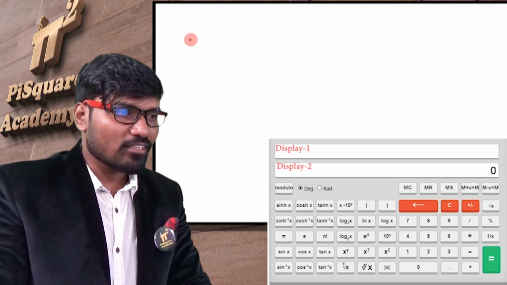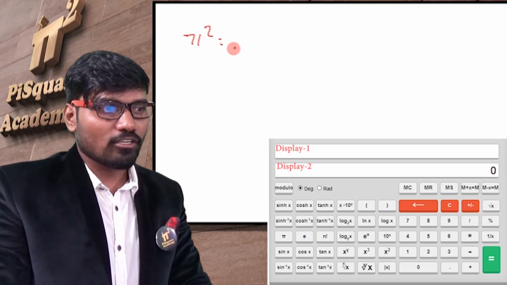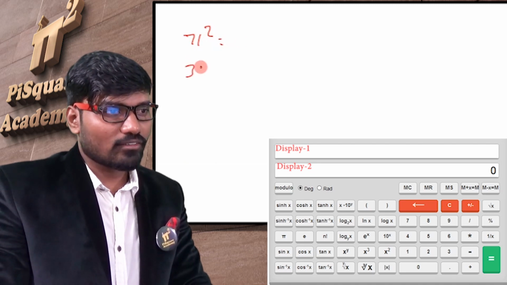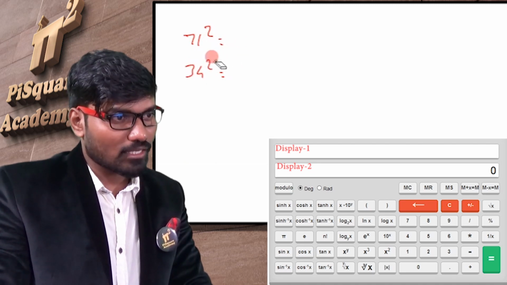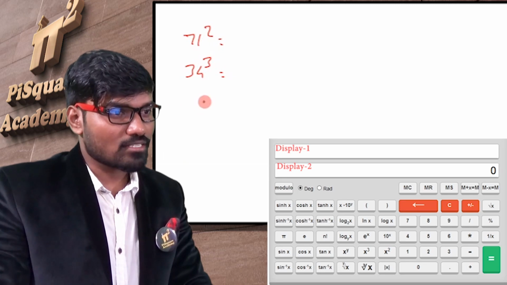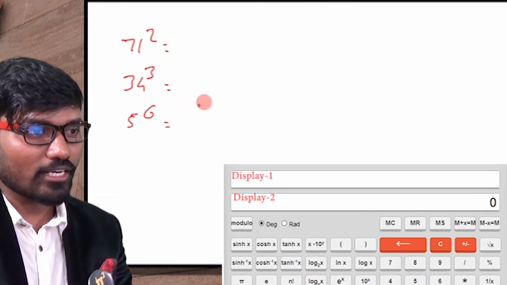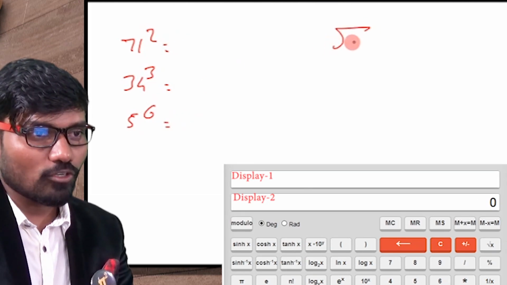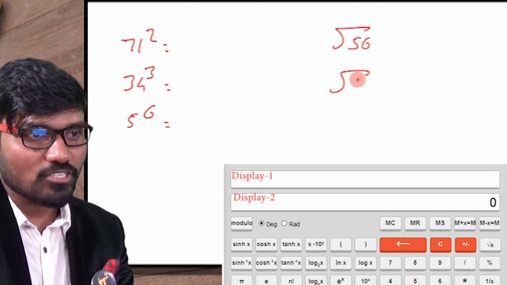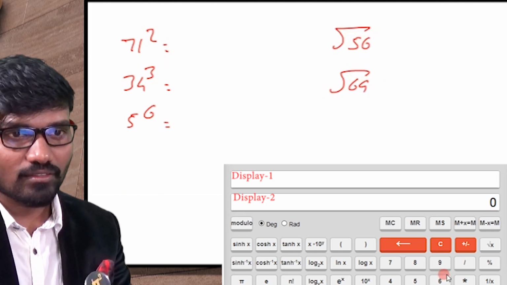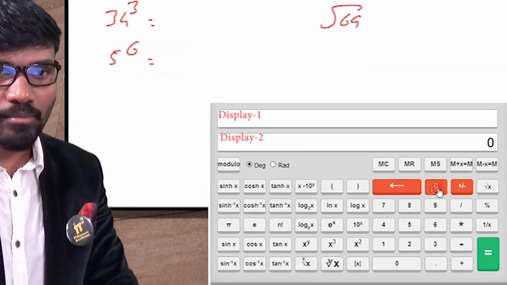Let's now find the value of 71 square. What is the value of 71 square? Okay, or 34 square, or 34 cube rather, that's better. Let's try different things. Or 5 to the power 6. Let's see how to get all these. And also root 56, root 69. Okay, let's try these. For every operation, you need to clear the display first.